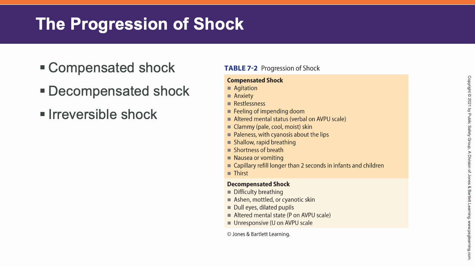And then you have decompensated shock. This is when we start to see more systemic, or full body, symptoms, like difficulty breathing, ashen, mottled or cyanotic skin, so skin starting to go blue, eyes starting to be dull, or dilated pupils. When they start to go into an altered mental state, that is very, very concerning. And if they become unresponsive, then irreversible shock is when the person has passed away due to shock.